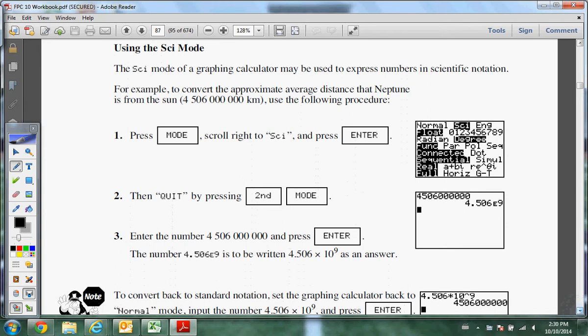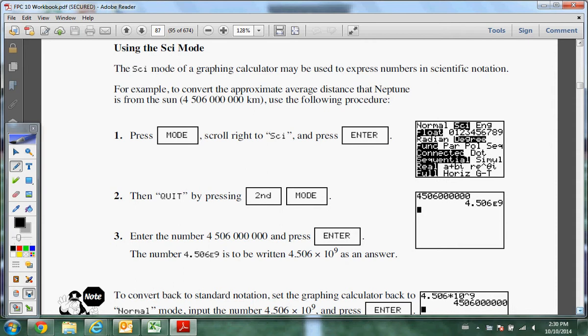Using SCI mode in your calculator. The SCI mode of a graphing calculator may be used to express numbers in scientific notation. It's up here. You have normal, SCI, and then I think that's ENG. I forget what that's for. I'll let you guys know later. But it'll just demonstrate them like this.